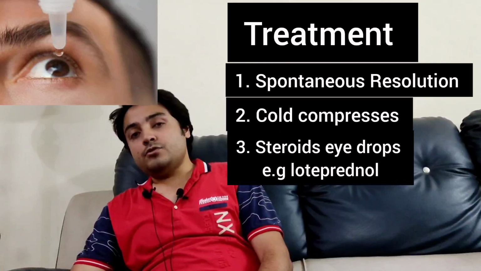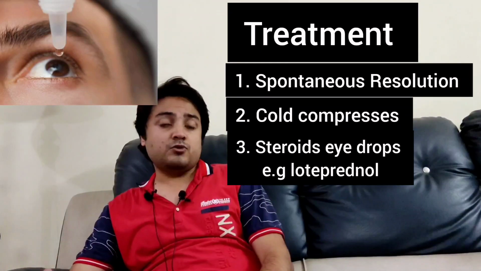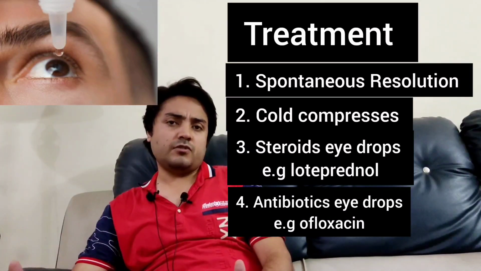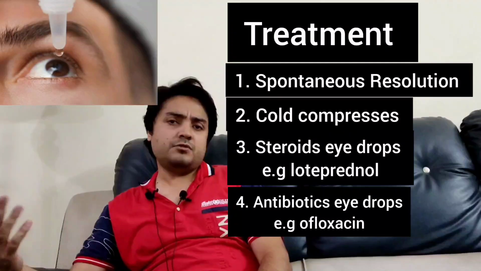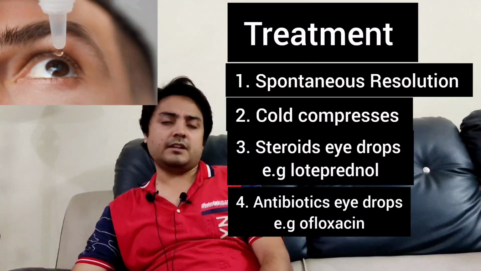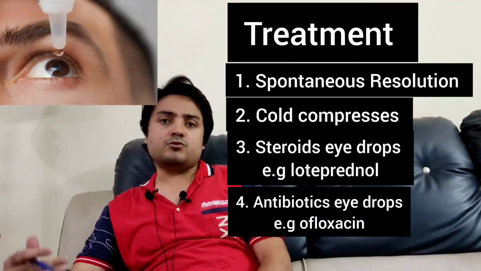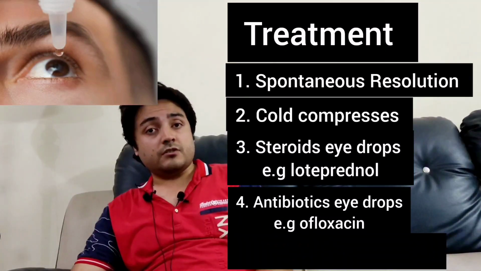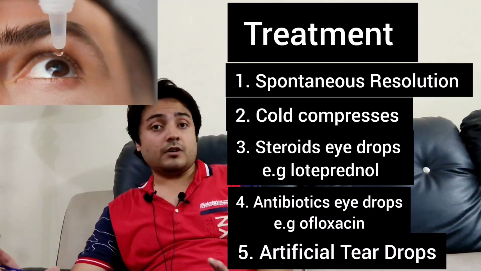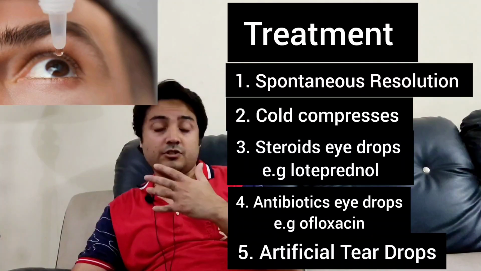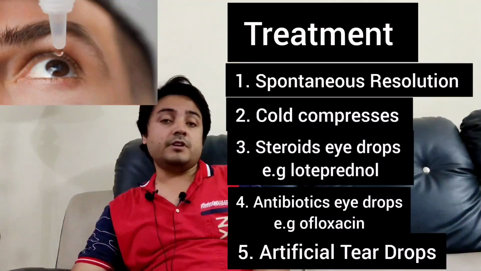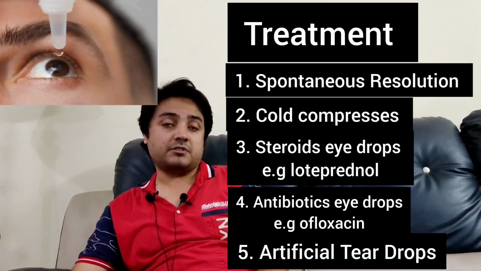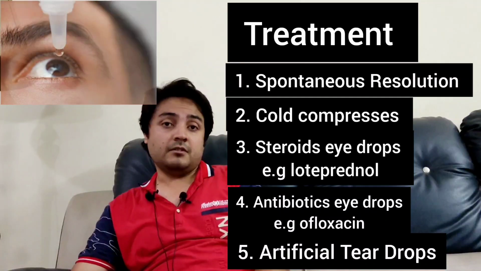Other than that, you should prescribe an antibiotic to prevent superimposed bacterial infection. You can start with a weak antibiotic such as ofloxacin. You don't need to jump to moxifloxacin or something like that, but you can start with weak antibiotics to prevent superimposed bacterial infections. Then you can prescribe artificial tear drops. This really soothes or relaxes the eyes, and the chief complaint that the person has will be temporarily relieved. And there are no side effects of artificial tear drops, so you can prescribe them for as long as you want.